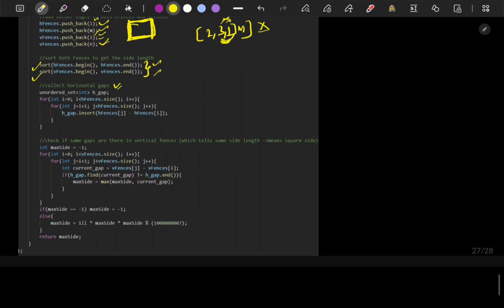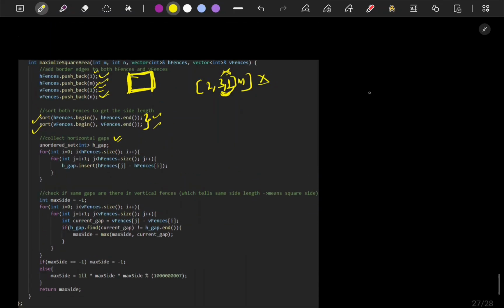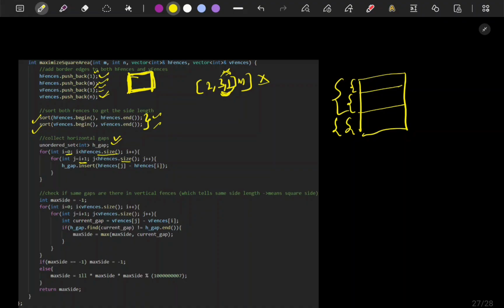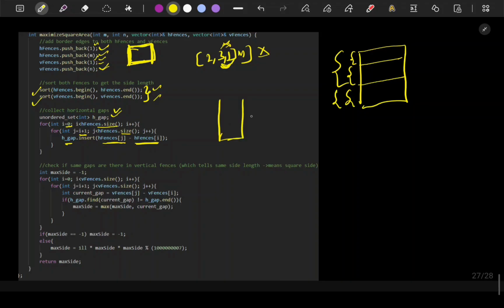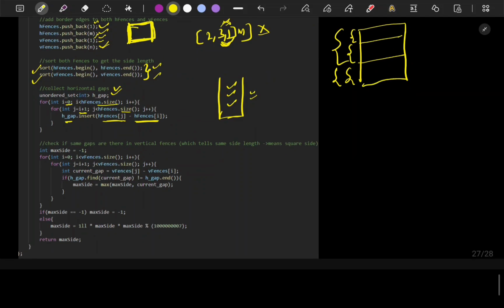Then we collect the horizontal gaps. Let's say these are horizontal lines. We will calculate these side lengths, how many combinations are possible. So simply, we will take a set, iterate i from 0 to this, then j equal to i plus 1 to this, and in our set we will insert h fences of j minus h fences of i. So our set will be considering all possible side lengths with respect to horizontal fencing.